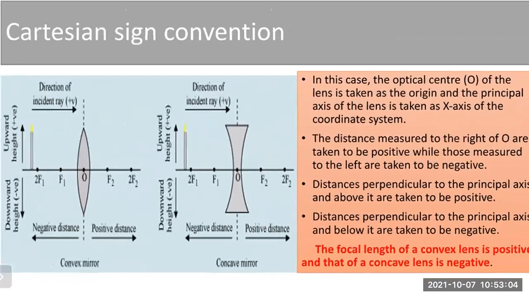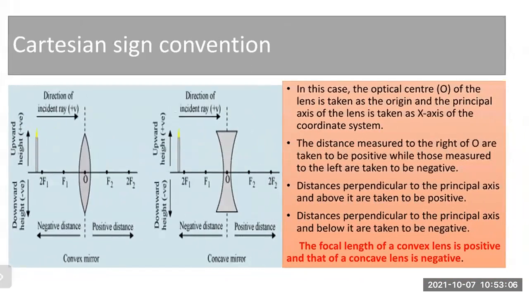Now, what we need to remember in this case is that the optical center O of the lens is taken as the origin. Pay attention: the optical center O of the lens is taken as the origin, and the principal axis of the lens is taken as the x-axis of the coordinate system. Once again, I will repeat. This is the first point you need to remember.